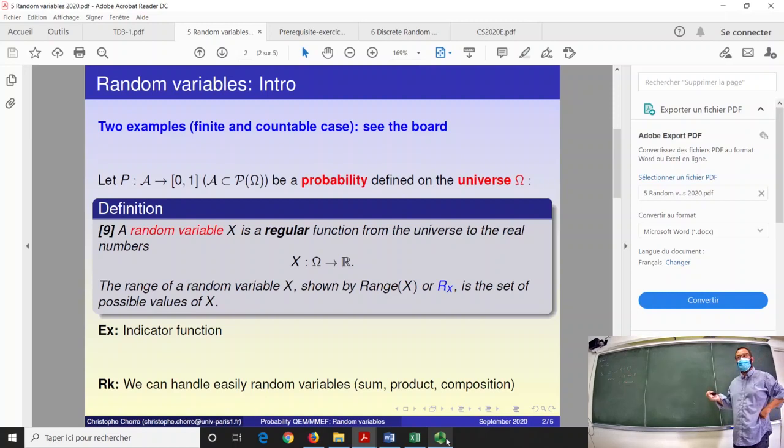So it seems to be strange for you. Do you have some question? No, it's okay. I have already dealt with this definition.